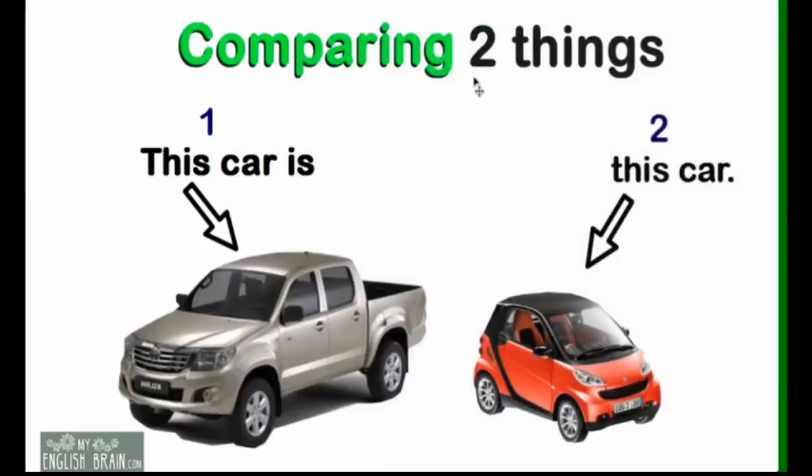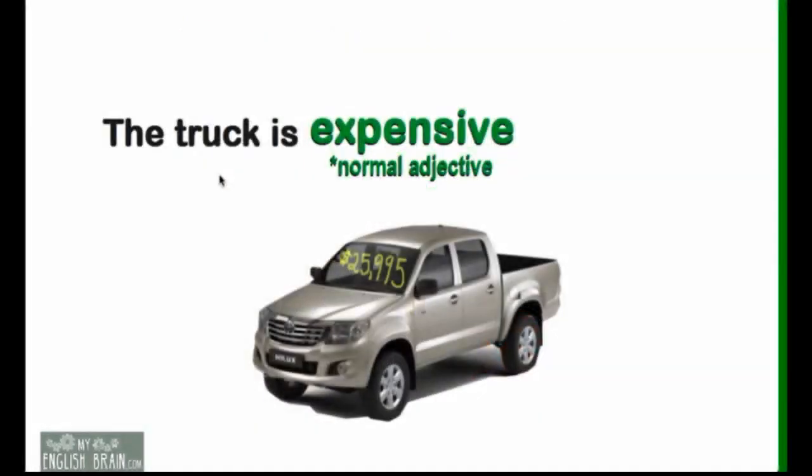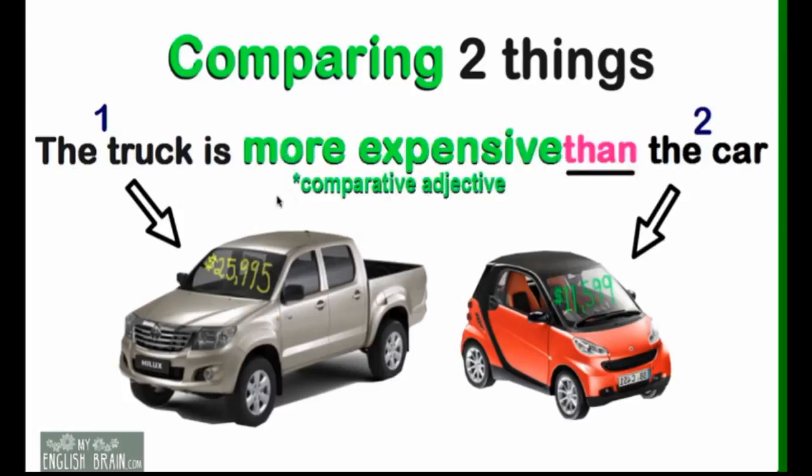Remember, adjectives describe things. For example, this car is big. Big is a normal adjective to describe the car. When we are comparing two things, for example car number one and car number two, we use comparative adjectives. This car is bigger than this car. Bigger is a comparative adjective. Another example: the truck is expensive. Again, this is a normal adjective. But when we are comparing two things, we say the truck is more expensive than the car. More expensive is the comparative adjective.